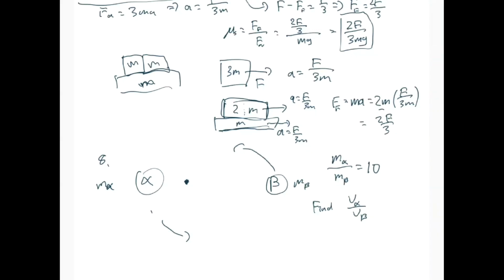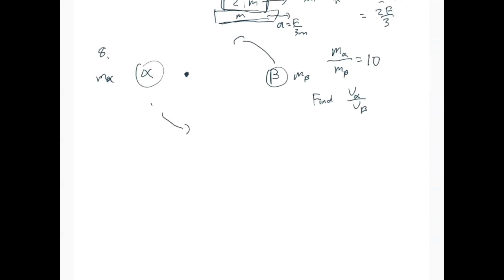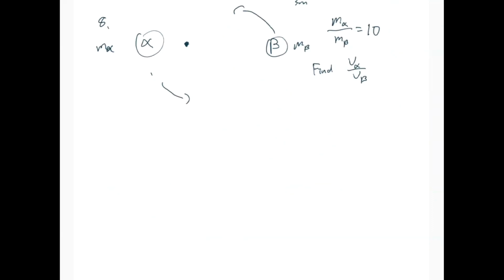Now, if the center of mass is at rest, then the center of mass velocity has to be equal to 0. Well, how do we find the center of mass velocity? It's actually quite easy. It's just m alpha times the velocity of alpha plus m beta times the velocity of beta, and then divided by the total mass m alpha plus m beta. And this has to be equal to 0 if it's the rest frame of the system.